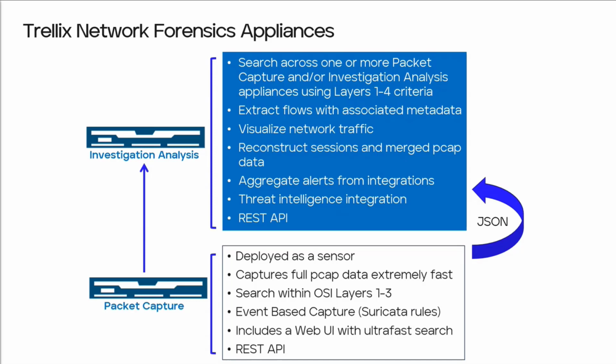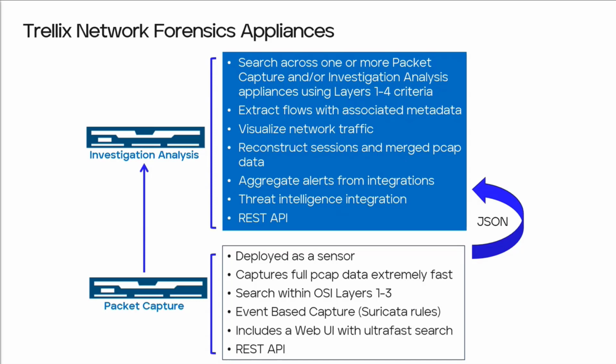It allows for searching within the TCP/IP layers, not the OSI, the TCP/IP layers 1 through 3, and then also includes the capability to add Suricata rules, so that if there is traffic that matches any of the rules, an alert would be thrown, guiding you to that particular part of traffic that you would be interested in investigating. It includes a web UI with a very fast search and a REST API.